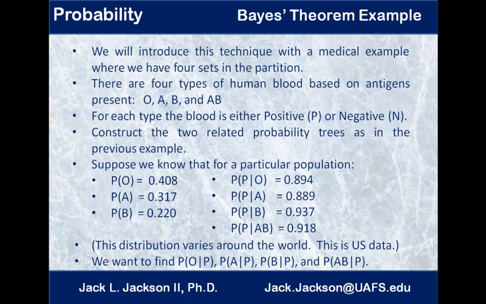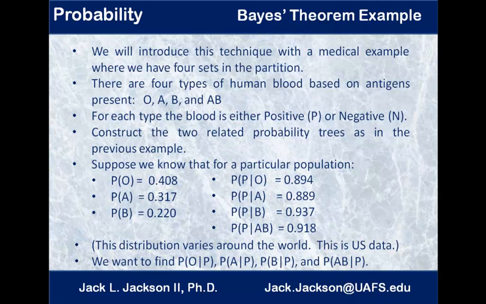We also know the conditional probabilities of positive given the different blood types. So the probability of positive given that it's an O blood type is 0.894. The probability of positive given A, positive given B, and positive given AB are all known. And by the way, in the real world, this distribution of blood types varies for different populations around the world. This is actual data from the US that I've pulled off of a website.